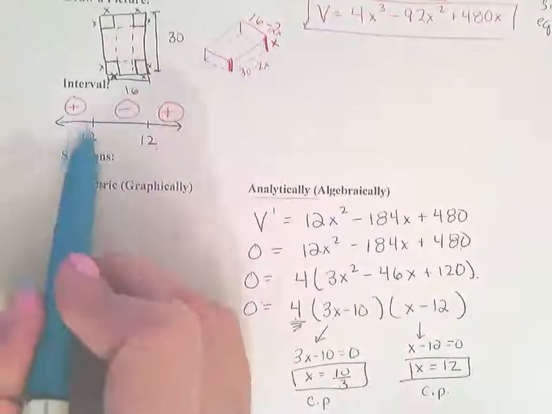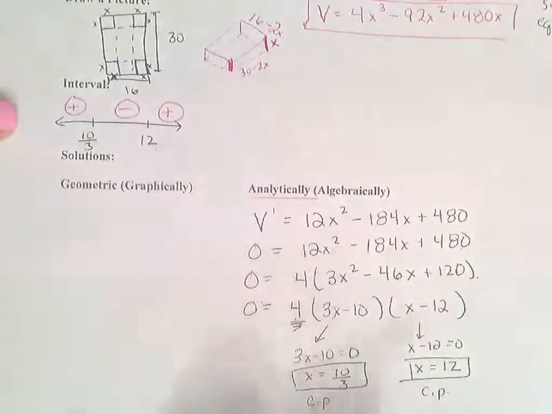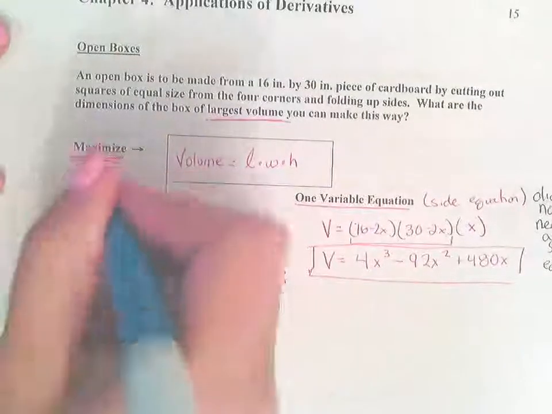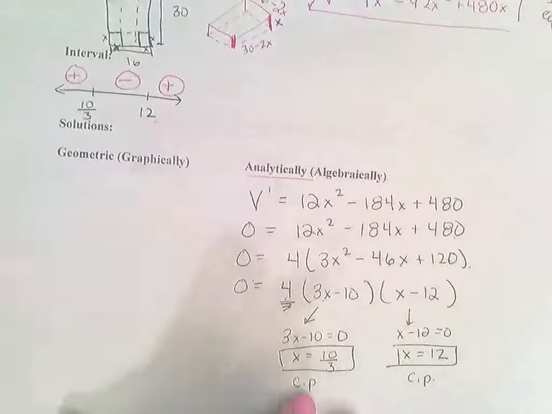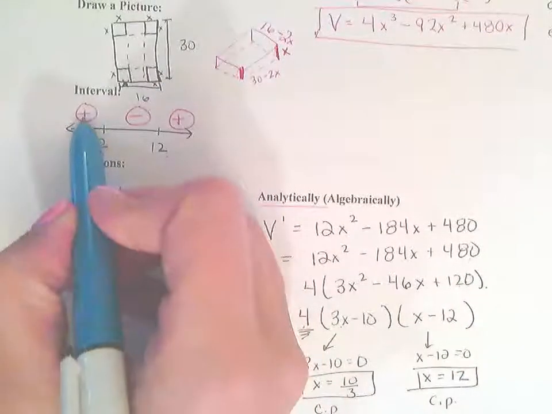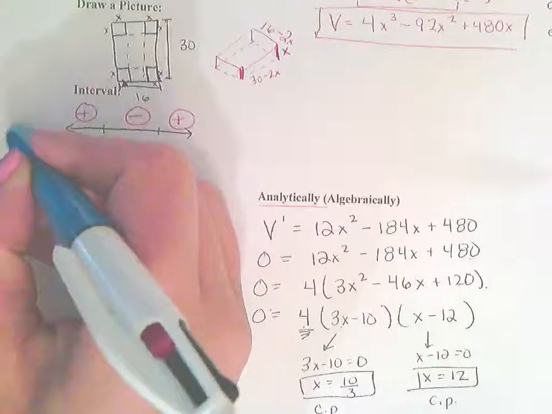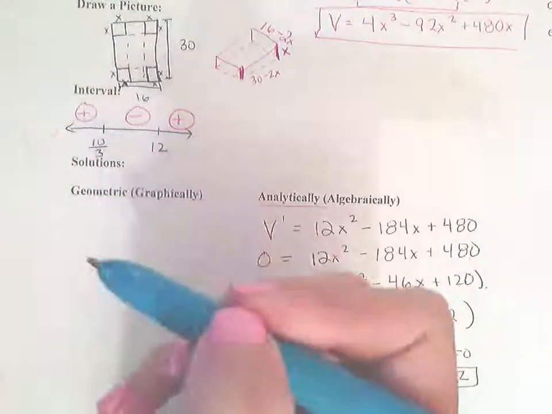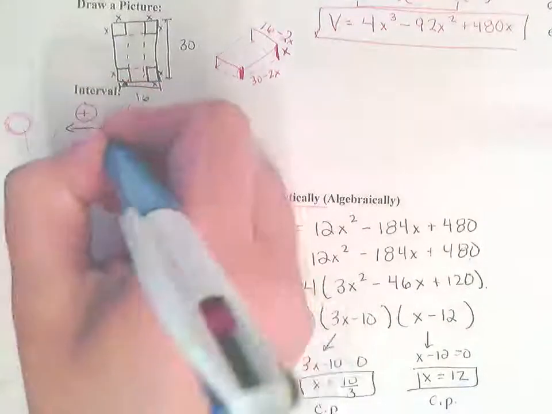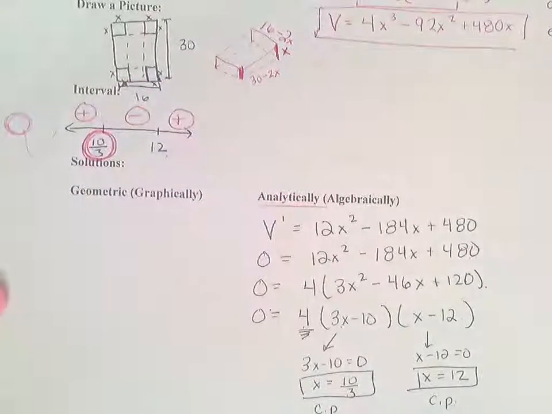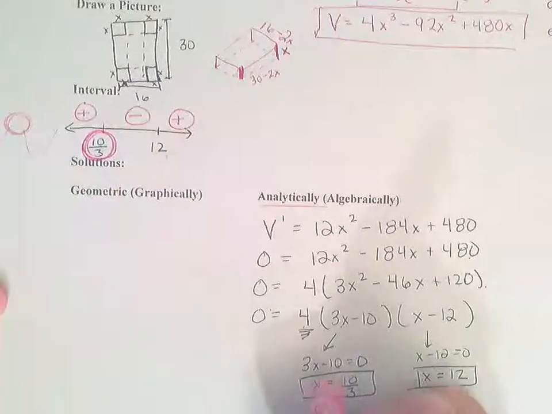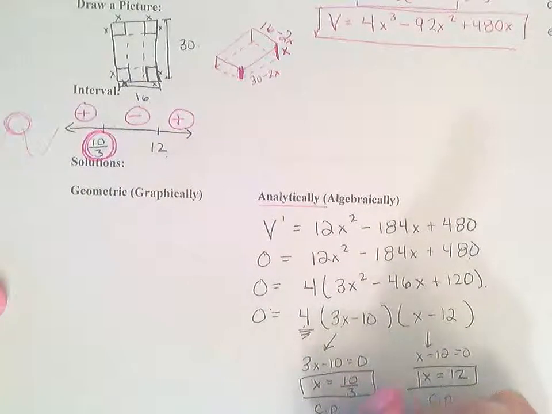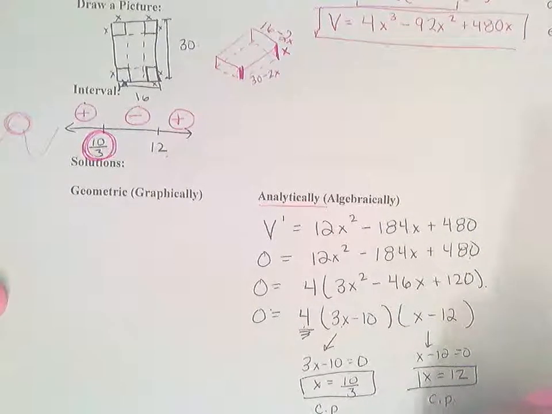So based on this, what are we looking for again? Are we looking for the max or the min? Remember, we're looking for the max. So where is my max? Think of this: the graph is increasing, and then it starts decreasing, and then it starts increasing. So that means my max is right there. So our max point is at x equals 10/3.